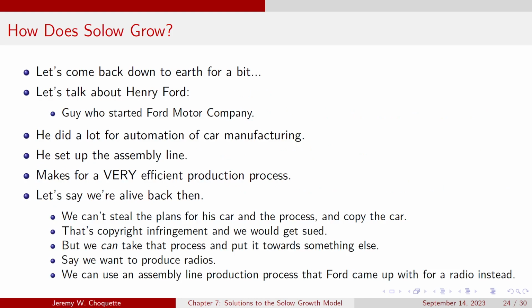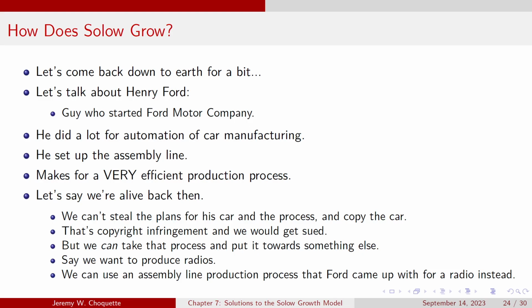Okay, so let's come back down to Earth and reality. Let's talk about Henry Ford, right? We all know who Henry Ford was. He started the Ford Motor Company. Oh, cool. He made cars. His biggest contribution, though, is really the automation of car manufacturing, right? Kind of setting up the assembly line. If we have an assembly line, it makes for a very efficient production process.